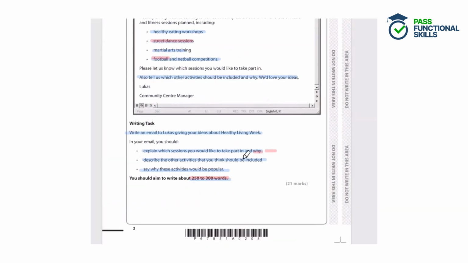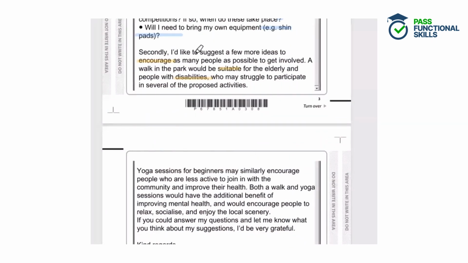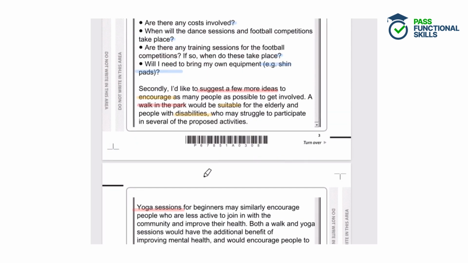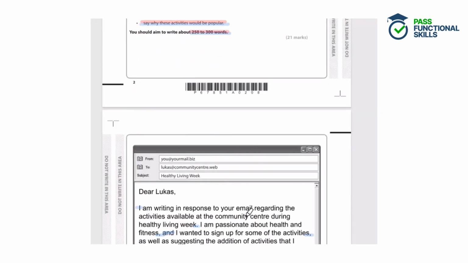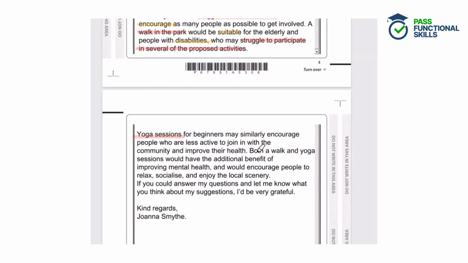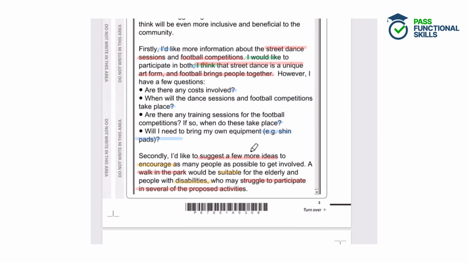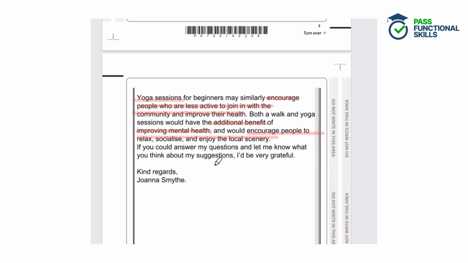We've also got the other activities being described. So giving suggestions of a few more ideas and saying that walk in the park or yoga sessions might be helpful for people who struggle to participate in other activities. And we've explained why these activities would be popular as well. So, for example, the yoga sessions will encourage people who are less active to join in with the community and improve their health. And then we're talking about the additional benefits of improving mental health, encouraging people to relax, socialise and enjoy the local scenery. So we've got all sorts of details that have been included, and if you're struggling to add enough details, make sure that you are planning your answer before you start to generate lots and lots of ideas that you can use in your answer. Next, let's take a look at how this answer has been formatted and organised.